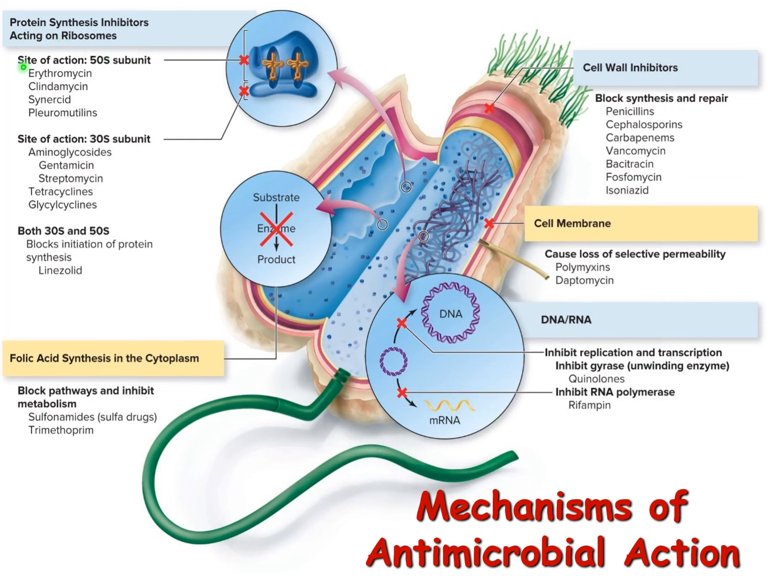Others will actually block the ribosome function. Some will block the action of the large 50S subunit, and this includes erythromycin and clindamycin. Some will block the action of the 30S subunit in the ribosome. This includes the aminoglycosides, which includes gentamicin and streptomycin, and the tetracyclines.